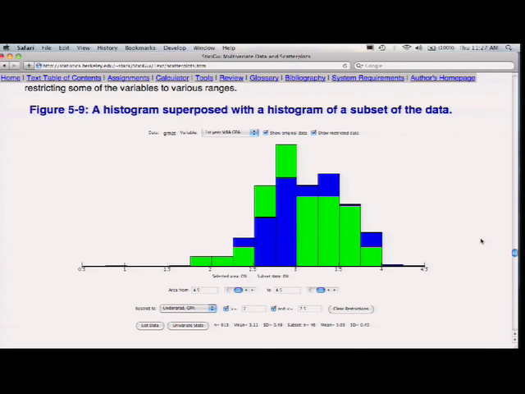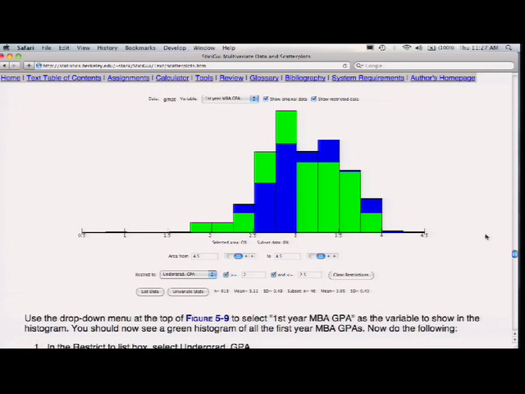Okay, so what are we seeing now? Does somebody want to explain it to me? Okay, it's a histogram of what? What variable are we seeing a histogram of? First year MBA GPA. Okay, first year MBA GPA, that's what this menu here is telling us.